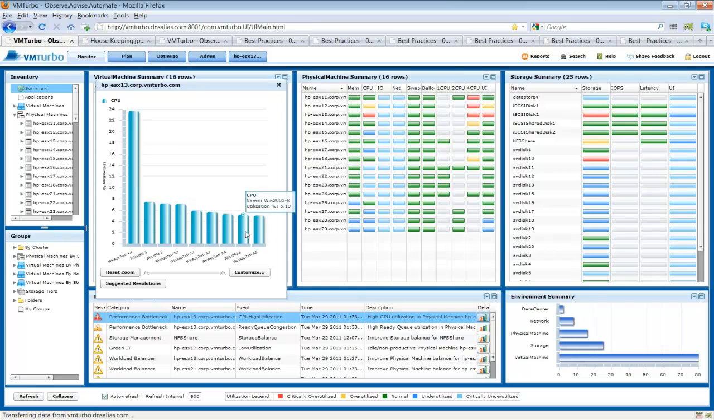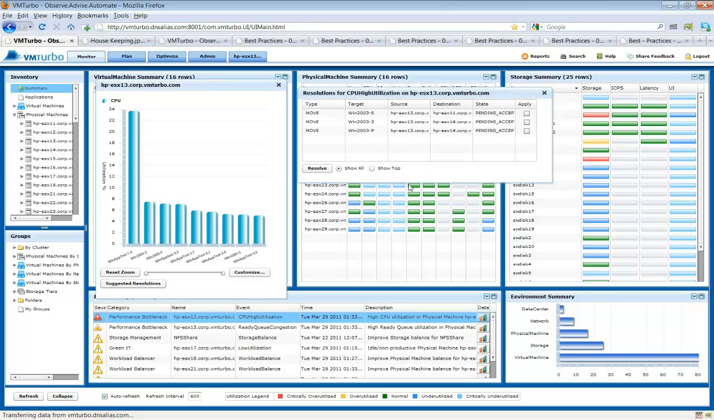Drilling down into the problem, we can see how the aggregated CPU consumption leads to a high utilization index, and immediately accessible is the resolution that would most impactfully change that situation. In this case, it happens to be a move. Now, there are many optimization type applications on the market that say they will do intelligent moving. I'll show you why in a minute that that's not actually the case.